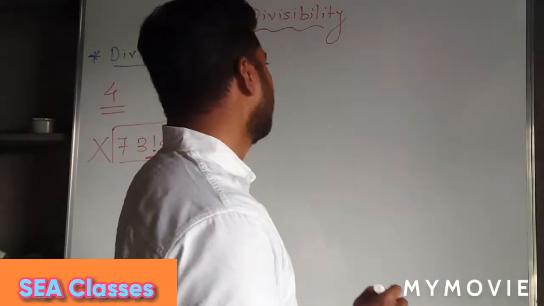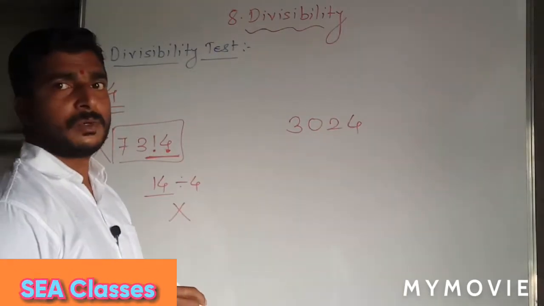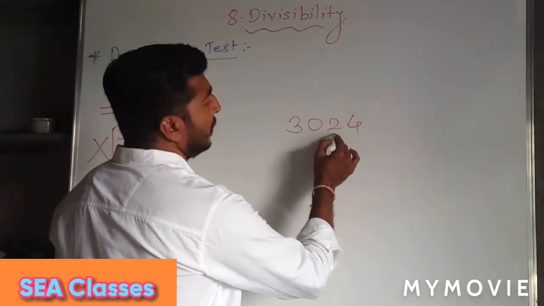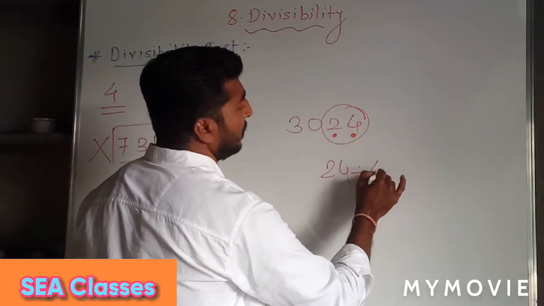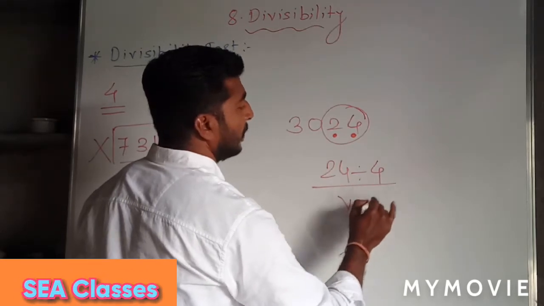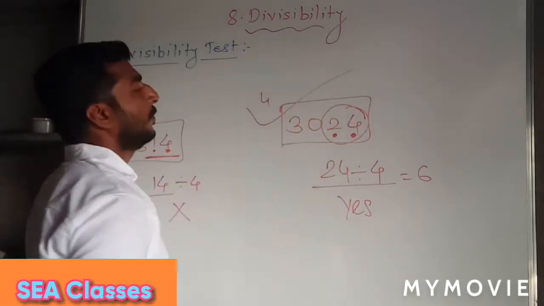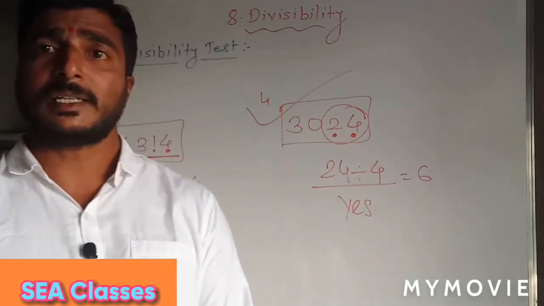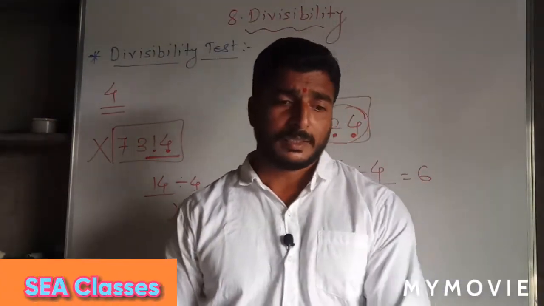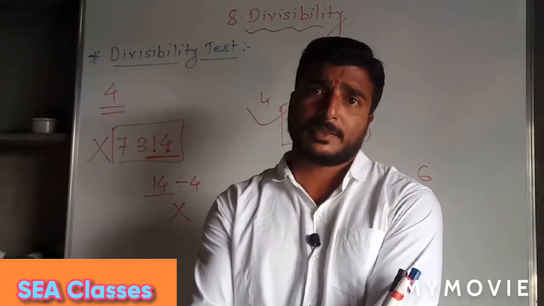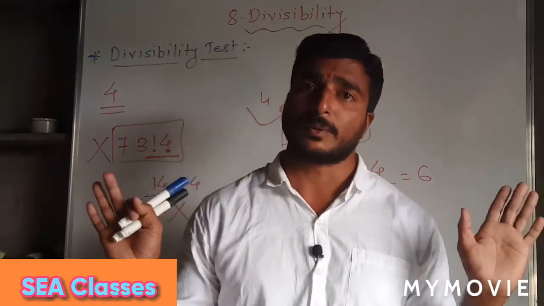Now we take another example: 3024. So what is the test of divisibility? You have to take the digits of the tens place and unit place, that means 24. Is 24 divisible by 4? Yes, that is equal to 6. Therefore, 3024 is divisible by 4. So that is the test of divisibility of 4. If the number formed by the digits in the tens and unit place is divisible by 4, then that number is divisible by 4.